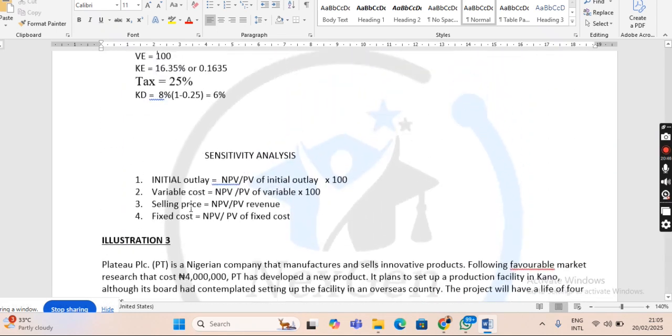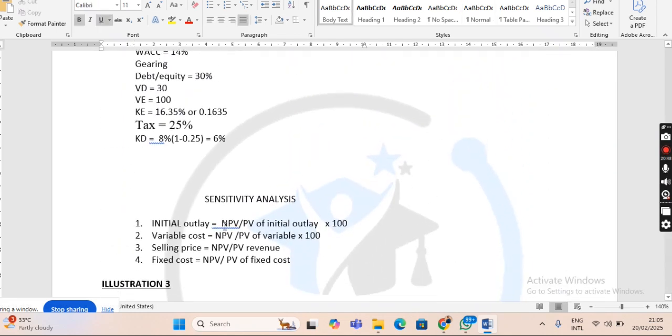Changes in a variable, that is sensitivity analysis. When you have 50% for fixed cost, you should not allow it to change more than this 50%. It is the change you are talking about in sensitivity analysis. If not, your PV will become negative, because it is a cost, right?